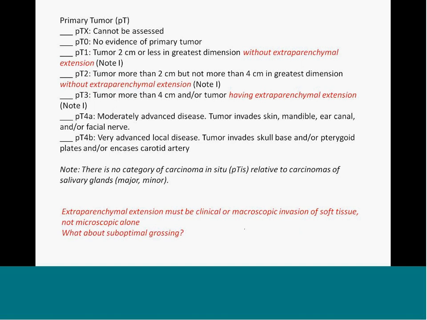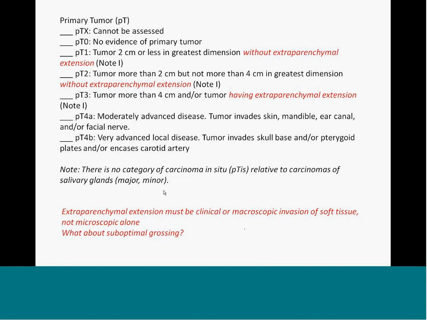With respect to the tumor staging, the pT staging in major salivary gland tumors is done on the basis of size. So a pT1 tumor is a tumor that's 2 centimeters or less without extraparenchymal extension. pT2 is 2 to 4 centimeters without extraparenchymal extension. And extraparenchymal extension upgrades it to a pT3. So it's important to recognize that extraparenchymal extension must be clinical or macroscopic.